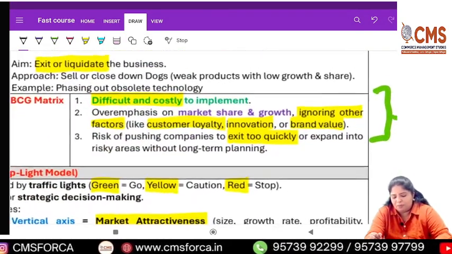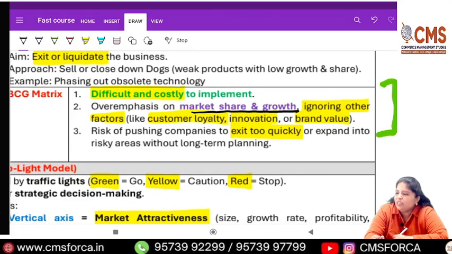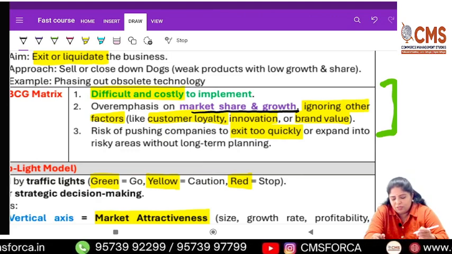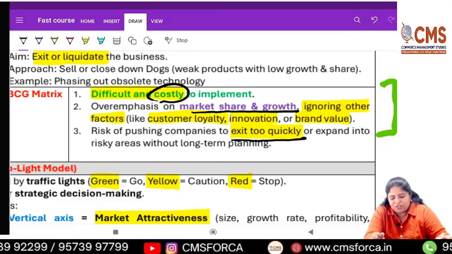Just take a look at the limitations. There is overemphasis only on market share and market growth. Costly. Dogs are given the option to exit too quickly.